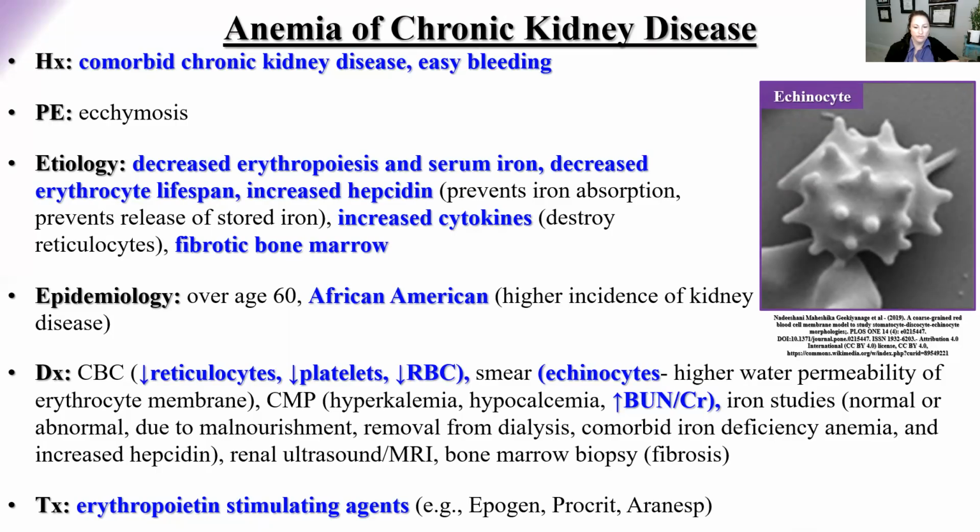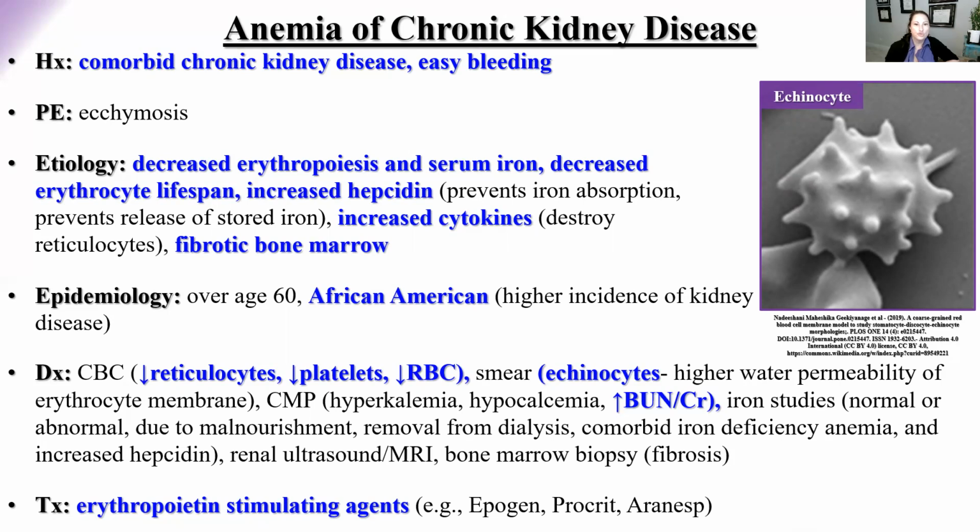Iron studies are interesting for this one. It could be normal or abnormal. So don't get kidney disease confused with just straightforward iron deficiency anemia. It could be due to malnourishment, removal of the iron from dialysis, comorbid iron deficiency anemia, and increase in our hepcidin. That could cause all of the iron studies to be abnormal or normal, just depending on all of those characteristics there. If we wanted to figure out, is this definitely from renal disease, we could do a renal ultrasound or MRI, or a bone marrow biopsy if we think that they're developing fibrosis of that.